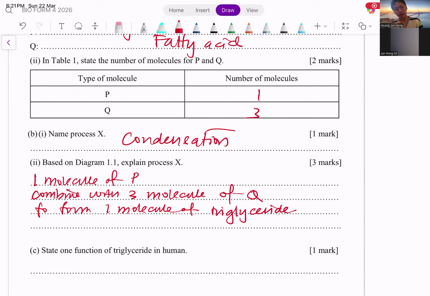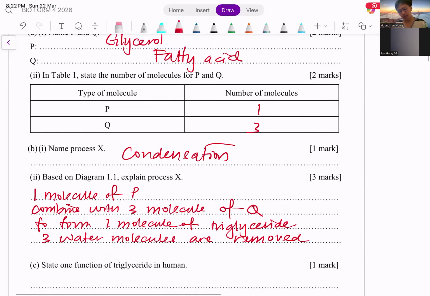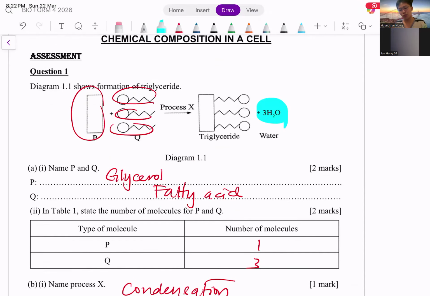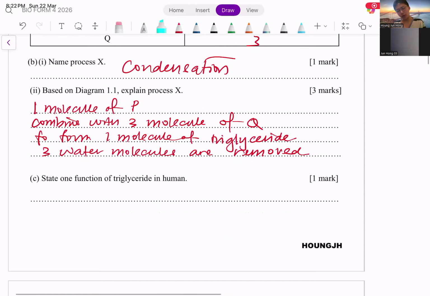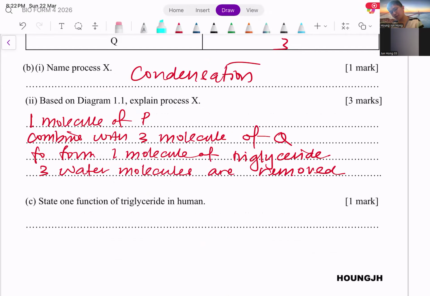Very simply, how many water molecules? 3 water molecules are removed. Remember, when you want to marry, you remove the third wheeler. When you want to break up, you include the third wheeler. So in this case, you are removing. You see, you put the water behind this. That means you remove the water, and this is a product you form.